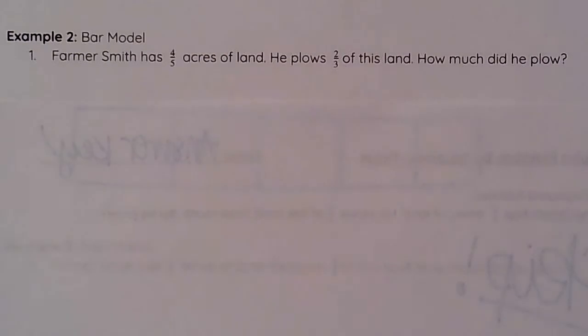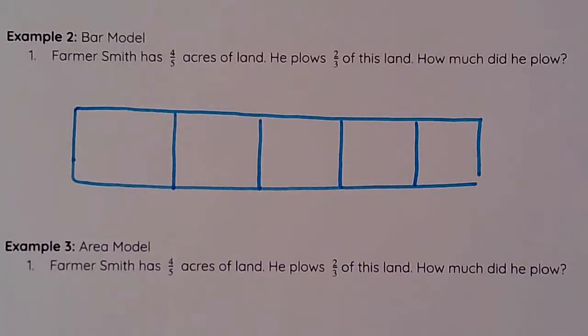Our problem is that Farmer Smith has 4/5 acre of land. Okay, so not quite one whole acre, 4/5 acre of land. He plows 2/3 of this land. We want to know how much did he plow. So we're going to go ahead and start by drawing a bar model.